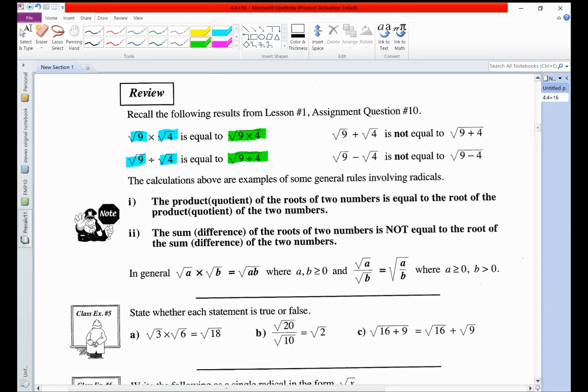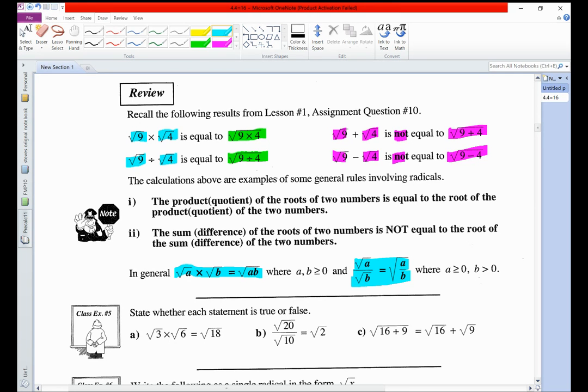And then we hopefully figured out as well that root 9 plus 4 is not equal to the root of 9 plus the root of 4, and the root 9 minus root 4 is not equal to the root of 9 minus 4. So this only works for multiplying and dividing roots, not a combination of the two. There's a nice way to summarize that.